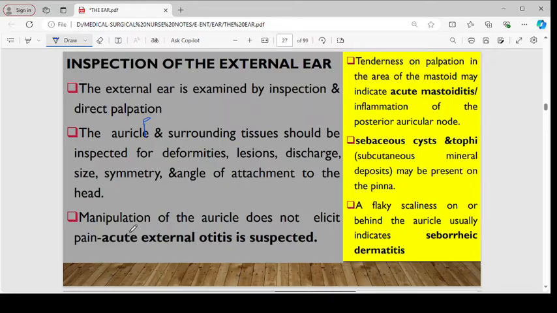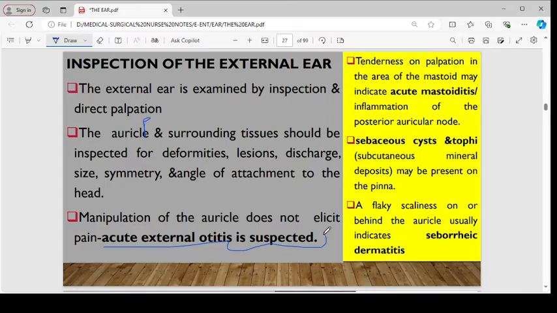So when manipulation of the auricle elicits pain, we could suspect that this patient is suffering from acute external otitis, right? Because manipulation of the pinna should not result in pain, okay?